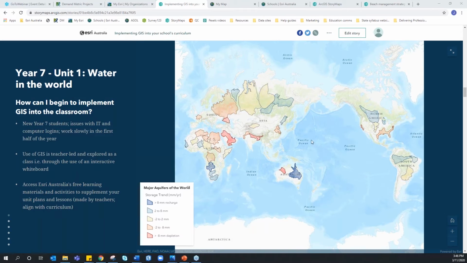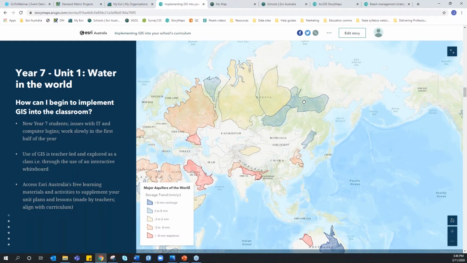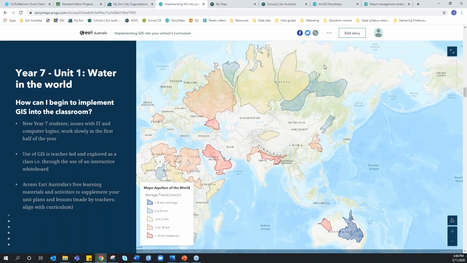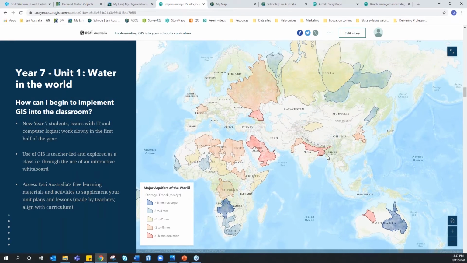So here's one such example, if you will. On this map, which is actually one of our lesson plans, I've only shown one feature layer from it. In this particular learning material, we explore water in the world, the different types of water there are, where water might come from, and what forms it might take. The feature layer on the screen right now is showing students where all the major aquifers are in the world. So that's water that students might not even be aware exists, the water below the ground.